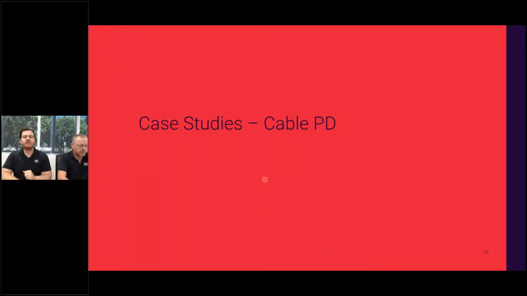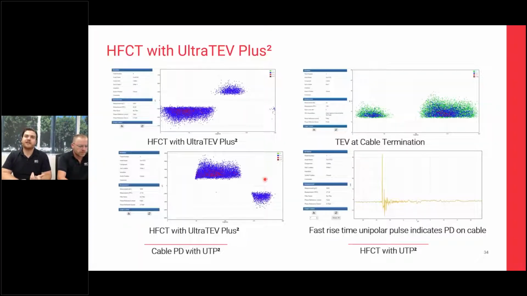The final one we'll look through is cable PD case studies. Cable PD is quite an interesting one. And this particular source is one I found when I was doing RMU testing in the streets. So what we did is we went to one RMU and I identified this TEV phase plot here.